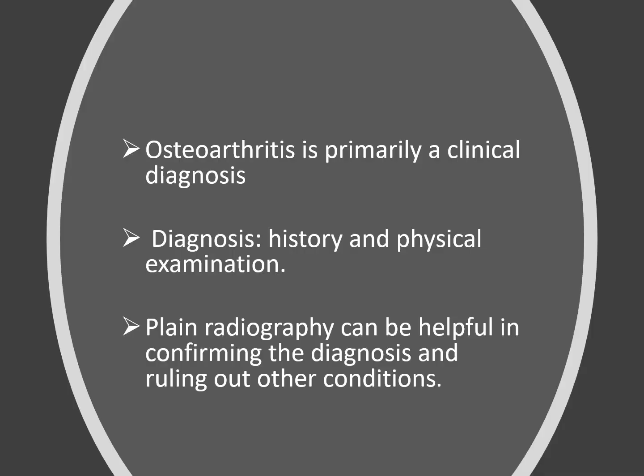So OA is primarily a clinical diagnosis, which means that through history and physical examination, the diagnosis can be made. Using plain radiograph also helps us in identifying osteoarthritis and also helps us in ruling out other conditions.